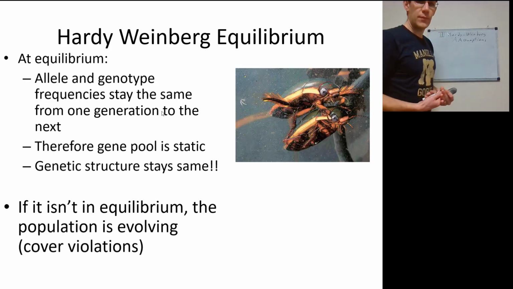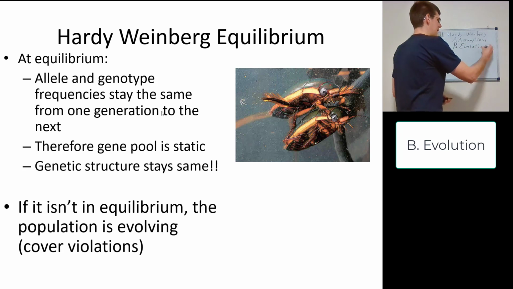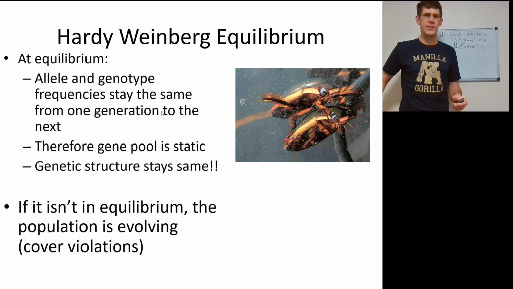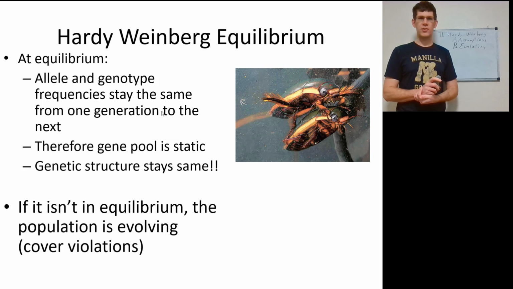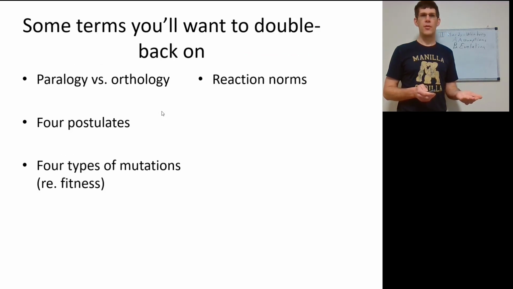So evolution is when one or more of these are not being met. So we assume allele and genotype frequencies stay the same from one generation to the next. That means a static gene pool and the same genetic structure. If it's not in equilibrium, it means the population is evolving. A violation of one of the 5 assumptions of Hardy-Weinberg equilibrium causes microevolution, the change in allele frequencies in a population over generations. So that's what we need to know for Hardy-Weinberg equilibrium moving forward.